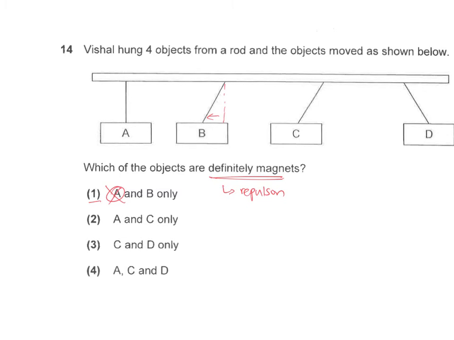Option 2, A and C. Again, this option has got an A inside, so we can say that it's a wrong option straight away. And likewise for option 4 that has an A inside, we can say this is wrong. So the only possibility here is option 3, C and D. Let's take a look at C and D. For the case of C and D, you can realize that they are showing repulsion. So C is being repelled to the left and D being repelled to the right. So obviously this is showing repulsion between them. So we conclude that C and D are definitely magnets.